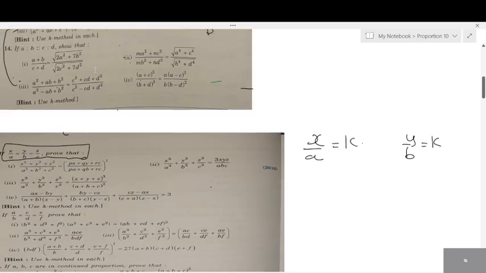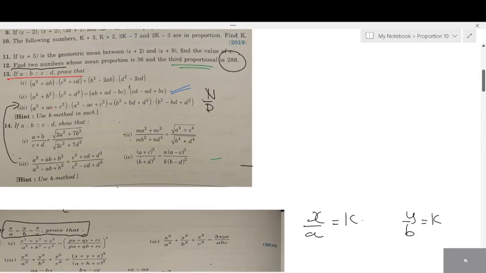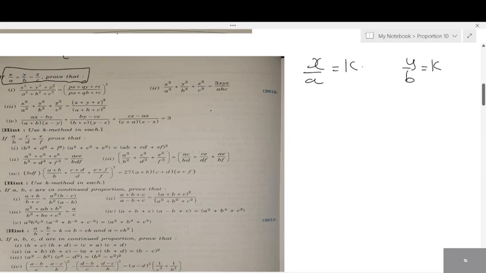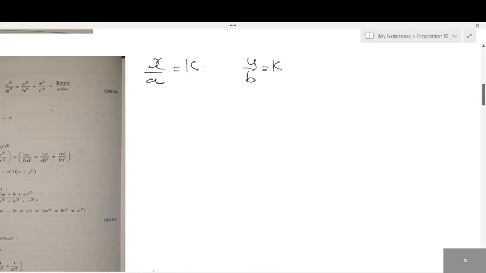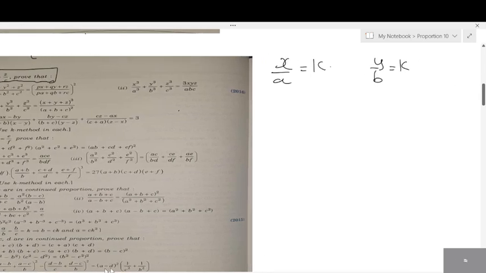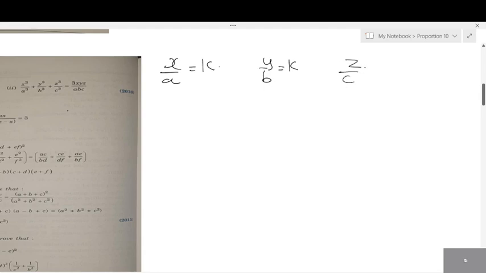X divided by a, take it as k. Then we have y divided by b. Again, when there is an equation given here, some value will be given and they'll ask you to prove. Previously, we had only two values, a is to b, c is to d. Here we have three values. a, b, c, x, y, z. And what's the other one? z by c is equals to k.